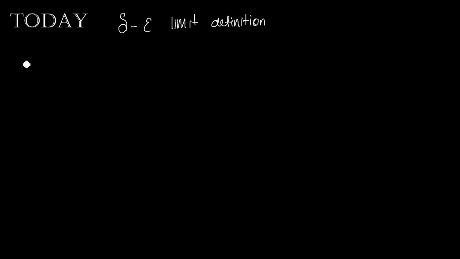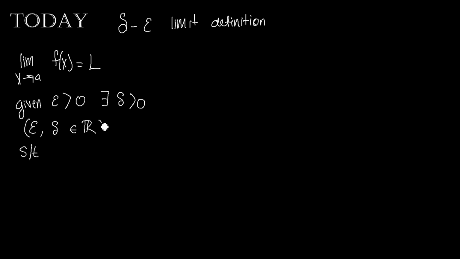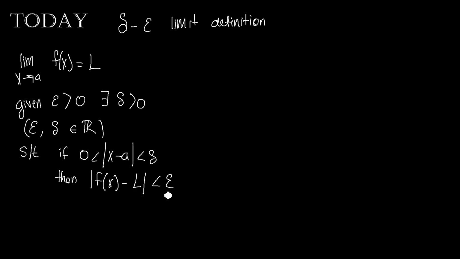So we're going to show you the basic delta-epsilon limit definition that most of you probably already know. So the limit as x tends to a of a function f(x) will be equal to L. Now, when you're given that epsilon is greater than 0, there exists a delta also greater than 0, and both of these are part of the real numbers, such that if 0 is less than the modulus of x minus a, which is less than delta, then the absolute value of f(x) minus L will be less than epsilon. Now, we're going to show you the graphical representation of this.